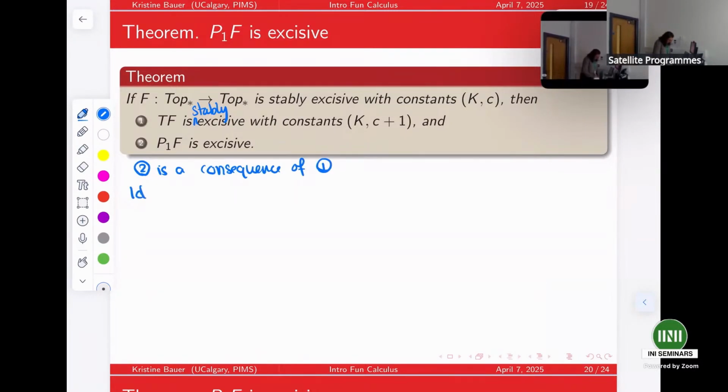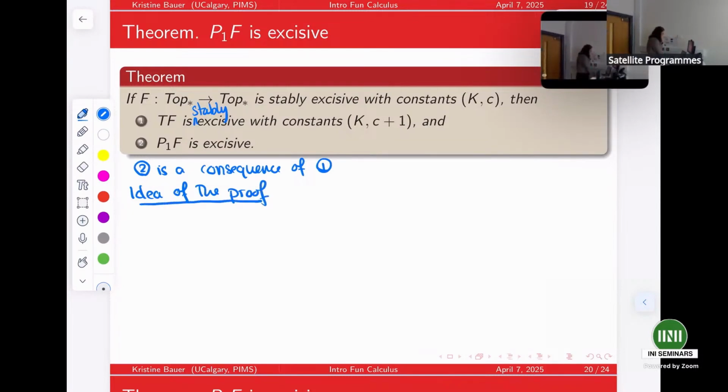And now I want to just give you an idea of the proof. With that, I want to consult my notes, but we've gone very far down. Okay. All right, so suppose that X is K connected.